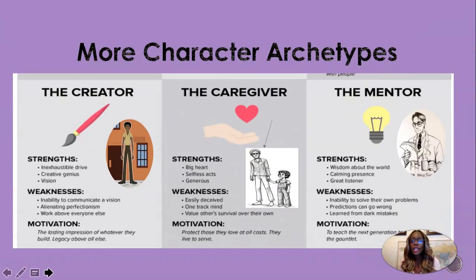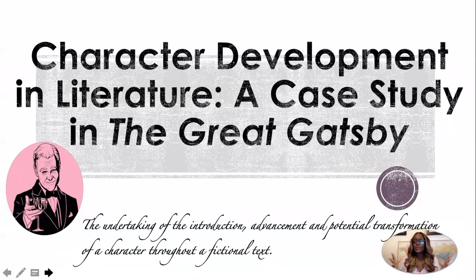And then there's the creator. This is Othello from Shakespeare's work. There's the caregiver, and this is Boo Radley. This is who I think of when I think of the caregiver, at least from To Kill a Mockingbird. And then Atticus shows up again. He's the mentor. So you get these stock characters or these archetypes, and it's important to know because it really helps you communicate. The author can communicate so much more with just having an archetype, but it's our job as readers to identify it. So this is our character development in literature, a case study in The Great Gatsby.